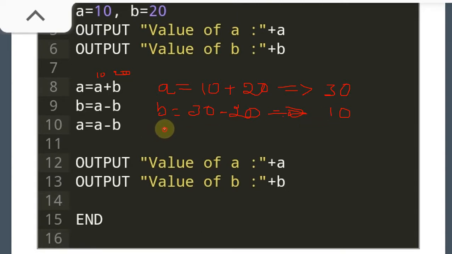What about a again? A equal to a minus b. A is 30 only. What is b? The new b value is now 10. The previous value was 20, but now b has 10. So 30 minus 10 is nothing but 20. A is 20, b is 10. So in this particular case, we have not taken the third variable.